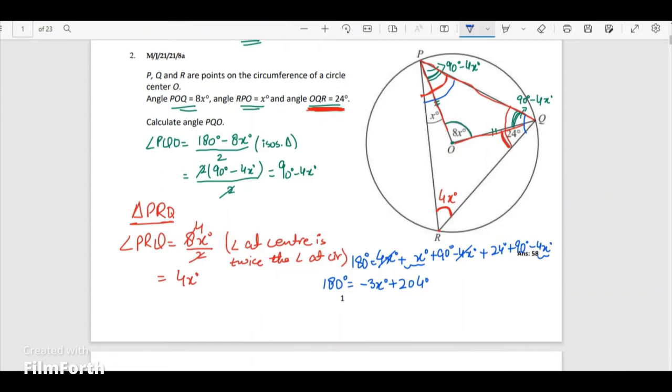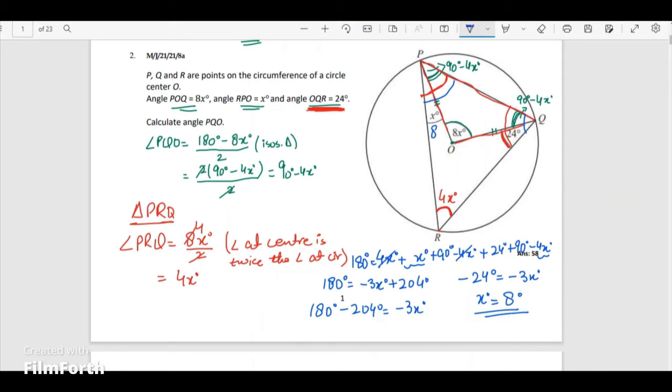So now I could take 204 to that side. So 180 degrees minus 204 degrees equals minus 3x degrees. So 204 minus 180 is 24 degrees. So I have minus 24 degrees equals minus 3x degrees. So x degrees would be equal to 24 divided by 3, that's 8 degrees. So the value of x is 8.